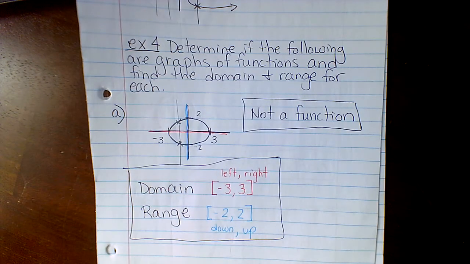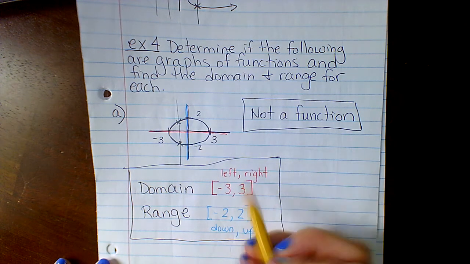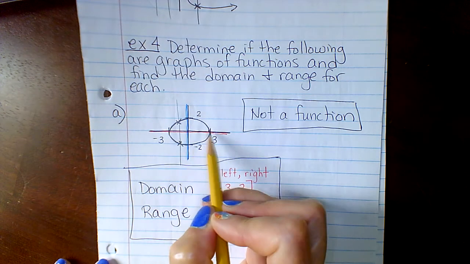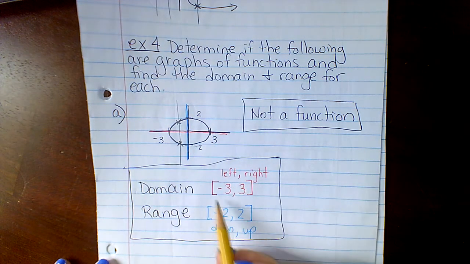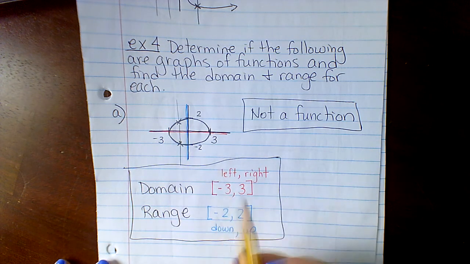The domain and range, remember the domain is the left to right and the range is the up and down. The domain is the x, the range is the y. So looking at this graph here, it's called an ellipse. How far to the left and right does it go? Well, it goes all the way out to -3, and here it goes all the way out to 3.